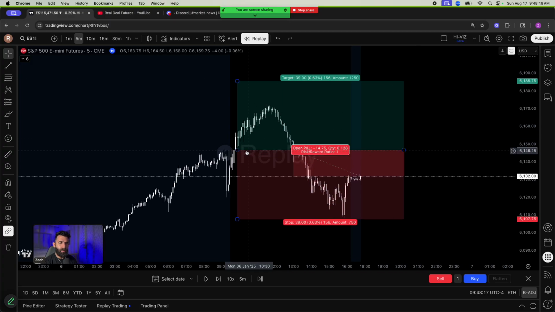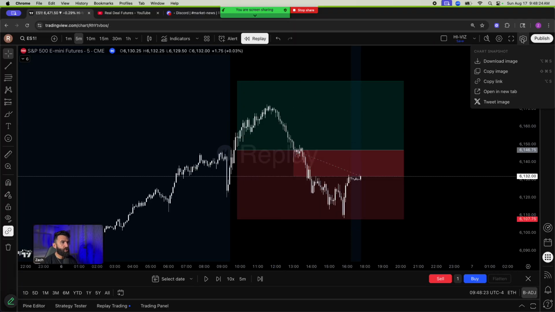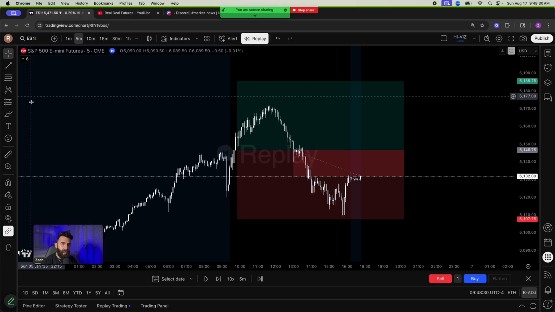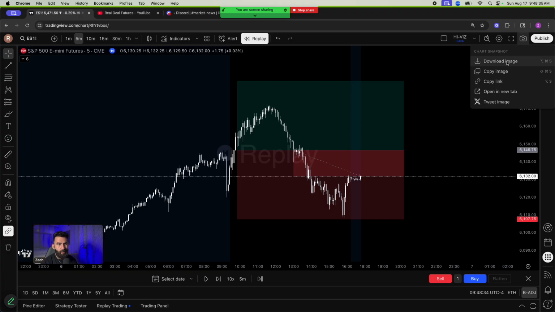Well, we entered with a fixed 1-to-1, doing exactly what we did. We have our take profit and stop loss on here. On TradingView, you got a really fun tool here. You can come over here and hit copy link right here. And what that does is actually copy this entire screen into a link. If you wanted to download the image, you could do that right here. You could download the image.